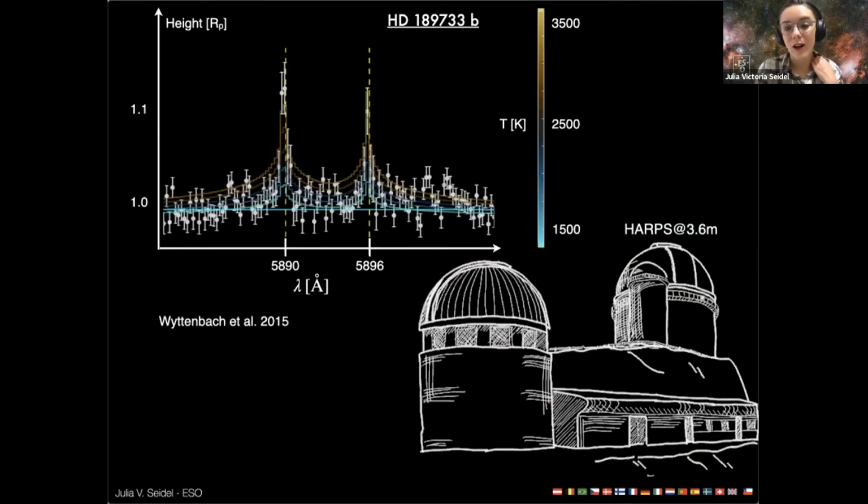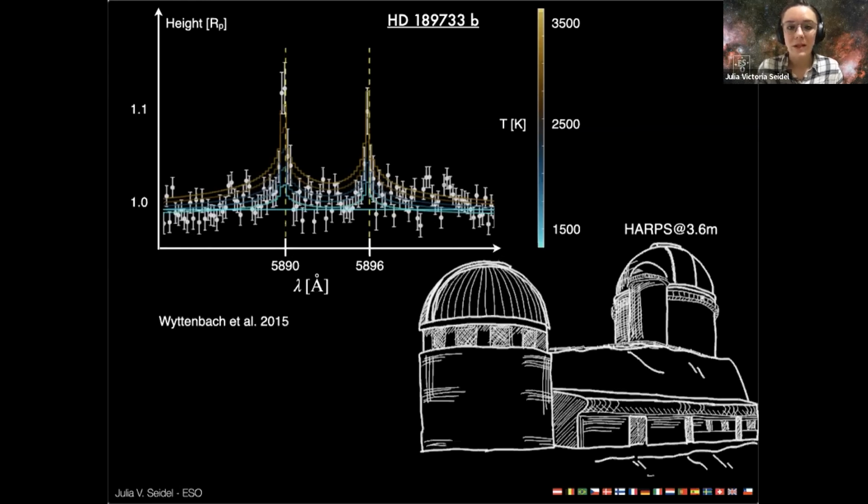So here we have a hot Jupiter, HD 189733b, one of our favorites. For the field of exoplanet atmospheres, really in ancient times, so 7 years ago in 2015, a paper was published by Aurélien Wyttenbach, and they used HARPS data that was taken 2-3 years prior with the HARPS spectrograph, that is also a high resolution narrowband spectrograph installed at a 3.6 meter telescope in La Silla Observatory here in Chile.